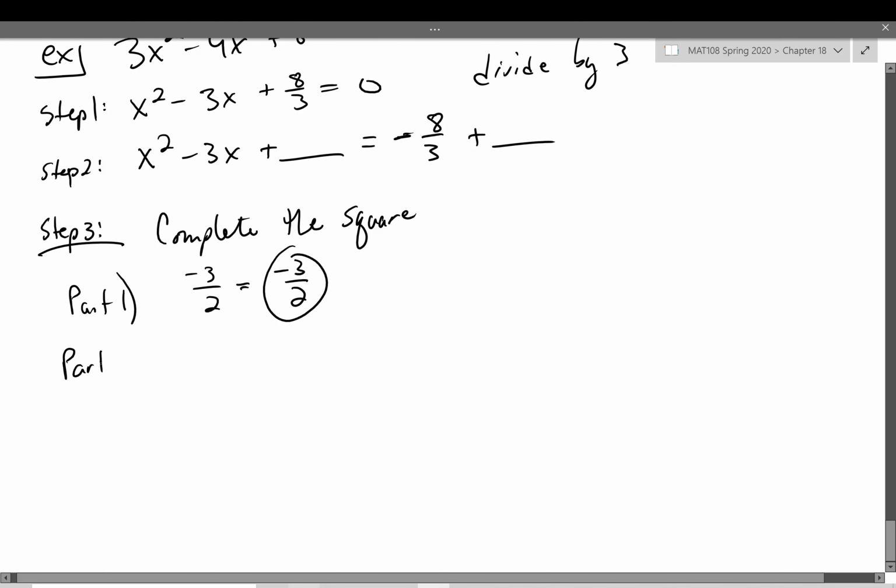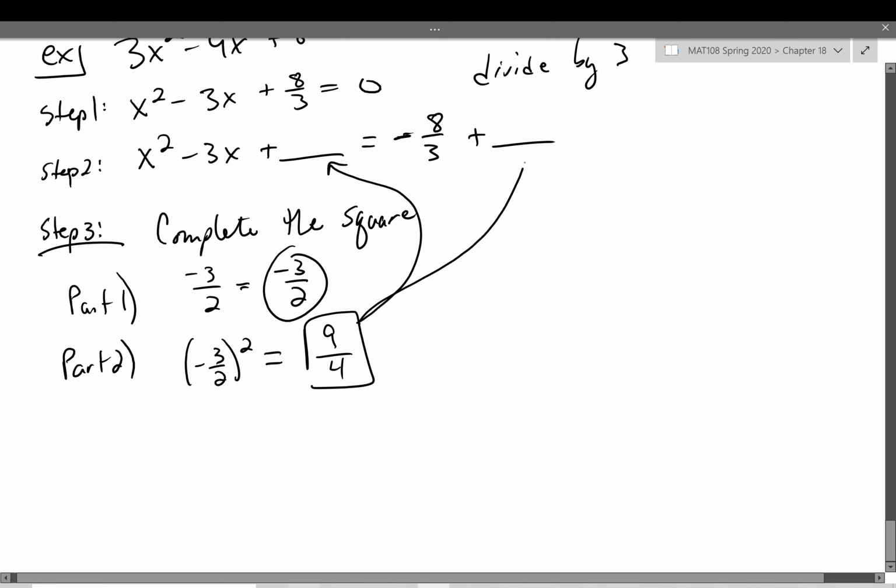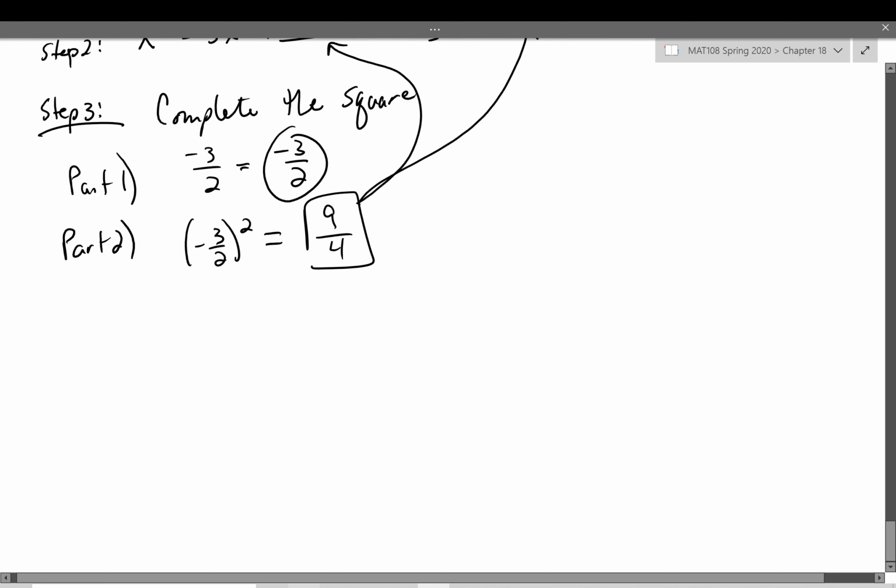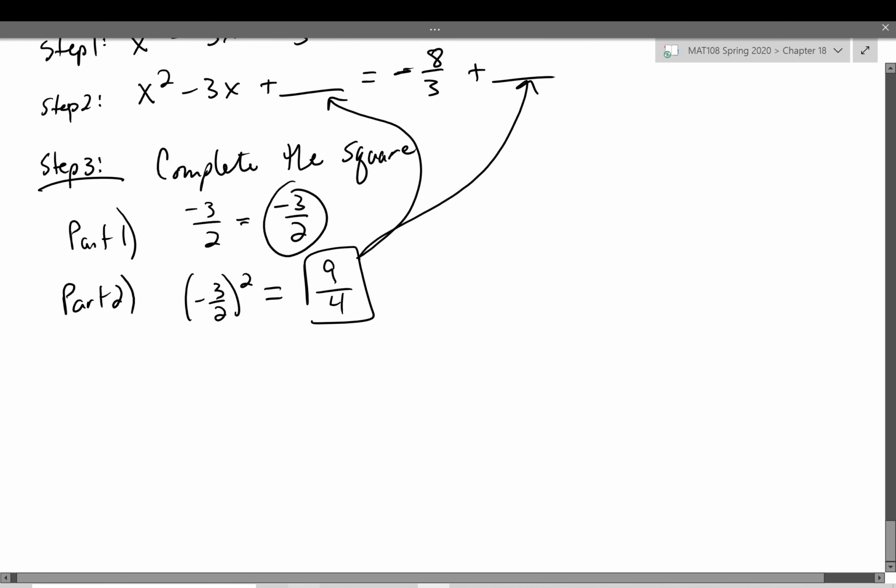Part 2, we take our result from the first step and square it. So a negative times a negative is a positive. 3 times 3 is 9, and 2 times 2 is 4. We put a square around that, and we know 9 over 4 goes to both sides of the equation. So this is going to give me x squared minus 3x plus 9 over 4 equals negative 8 over 3, sorry, plus 9 over 4.